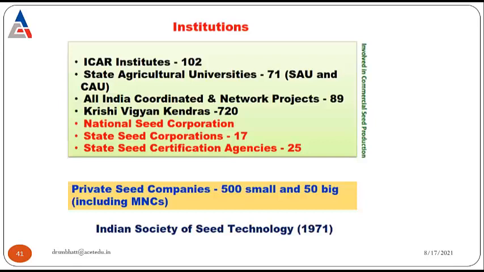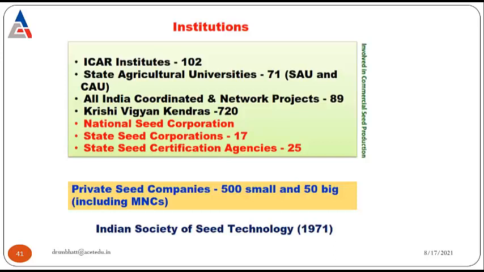So in summary, you can see ICAR has 102, State Agricultural Universities 71, All India Coordinated Network Projects 89, and private companies more than 720, though this is older data, right?